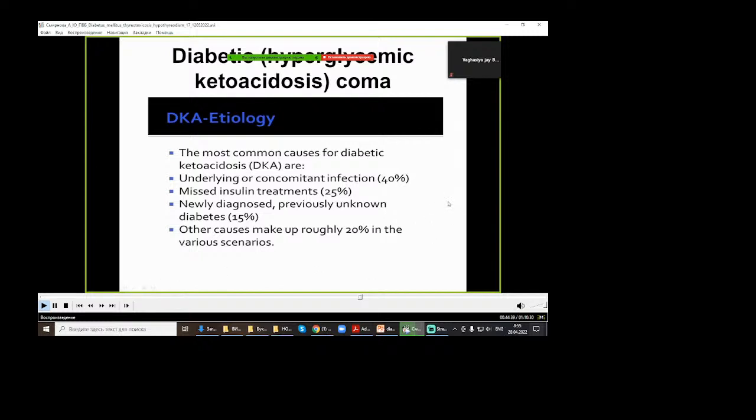So the main causes of these acute complications are underlying or concomitant infection, missed insulin treatments, newly diagnosed and previously unknown diabetes, and some other causes. But the most important and the most widespread are infections, different types of infections, for example, pneumonia or pyelonephritis. These infections may lead to decompensation of diabetes mellitus and development of hyperglycemic ketoacidosis.